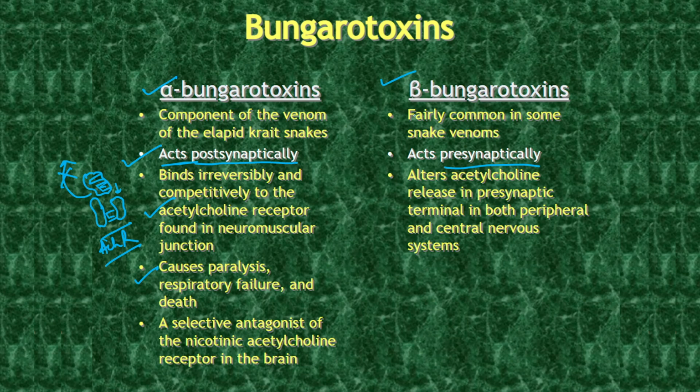And what will beta bungarotoxin do? It will act presynaptically. It will alter the release of acetylcholine in the presynaptic terminal. This beta bungarotoxin is not going to bind directly to the acetylcholine receptor, but it's going to stop the release of acetylcholine. And if acetylcholine is not being released, then what will happen? It will not be there to bind to the acetylcholine receptor and transmit the signal further. So these are the modes of action of these two different classes of bungarotoxins.